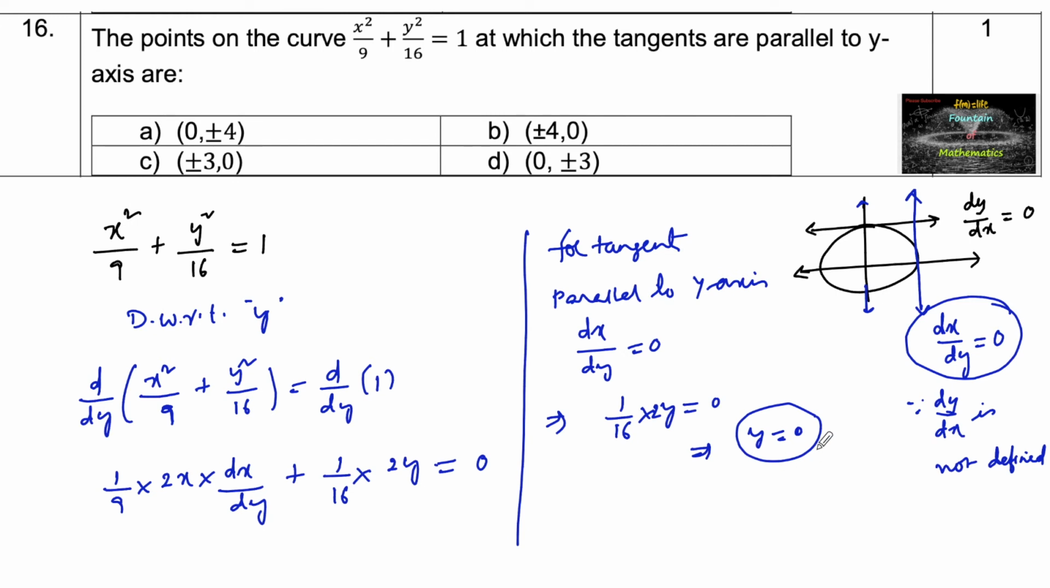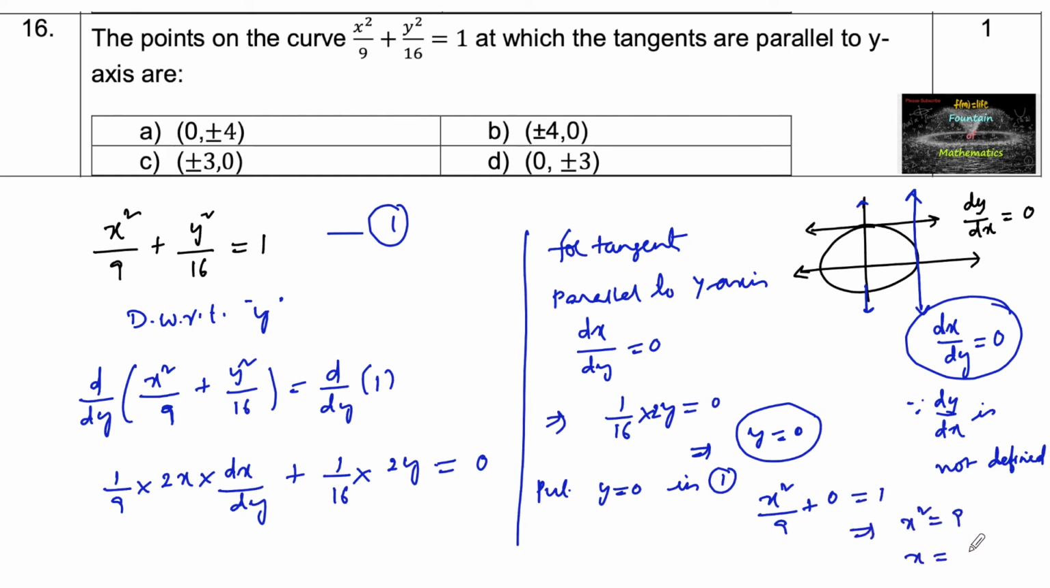So substitute y is equal to 0 in the given equation 1. Put y is equal to 0 in 1, so we'll have x square upon 9 plus 0 is equal to 1, or we can write x square is equal to 9, so x is equal to plus or minus 3. So for y is equal to 0, you're getting x is equal to plus or minus 3, so we can consider the point plus or minus 3 comma 0. So option C is the answer. So the points on the curve can be taken plus or minus 3 comma 0. Okay.